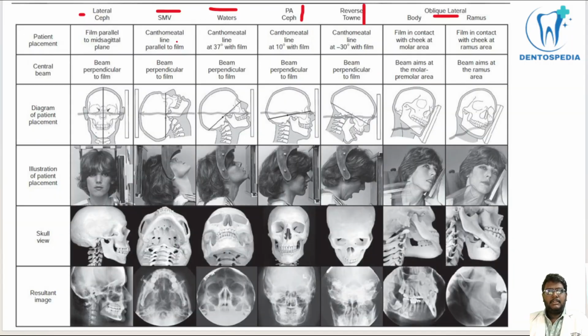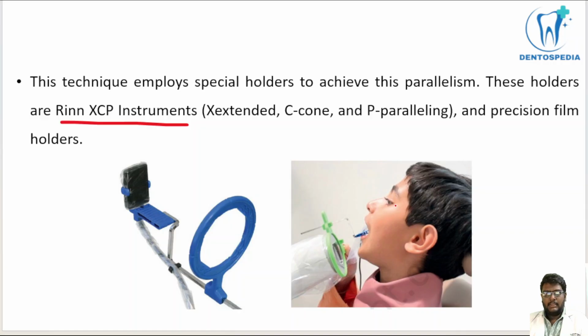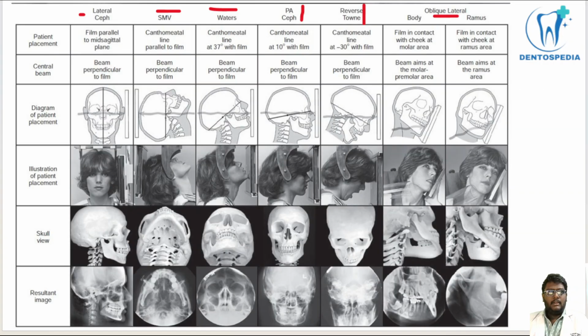Here the patient placement is such that it follows the canthomeatal line. You can see this is the canthomeatal line, this is the outer canthus of the eye, and this is the external auditory meatus, and this line is called the canthomeatal line. Here we are positioning the patient in such a way that the film is placed parallel to the canthomeatal line. This is the film, and it is placed parallel to this canthomeatal line. Okay, and we are projecting the X-rays perpendicular to the film.